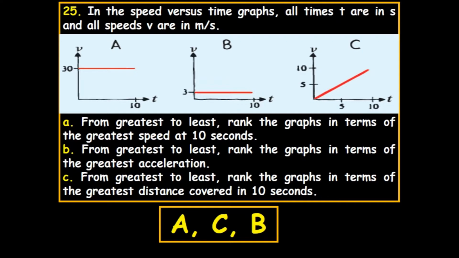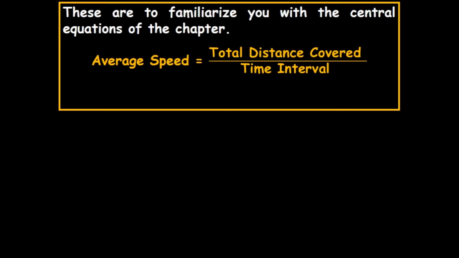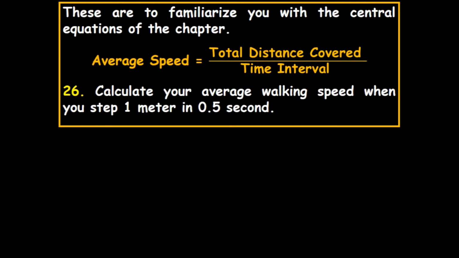From greatest to least, rank the graphs in terms of the greatest distance covered in 10 seconds. It would be A, C, and then B. And that's distance covered in 10 seconds. These are to familiarize you with the central equation of the chapter.